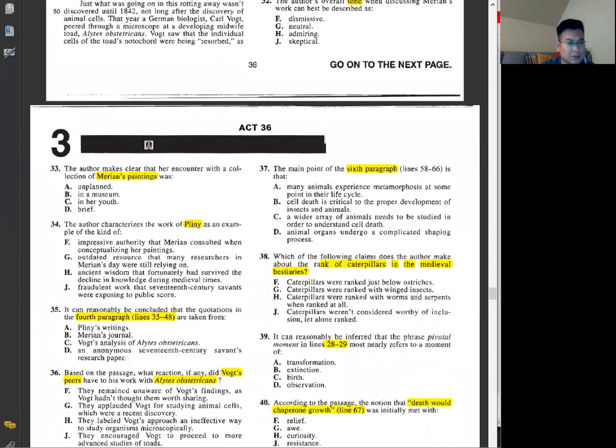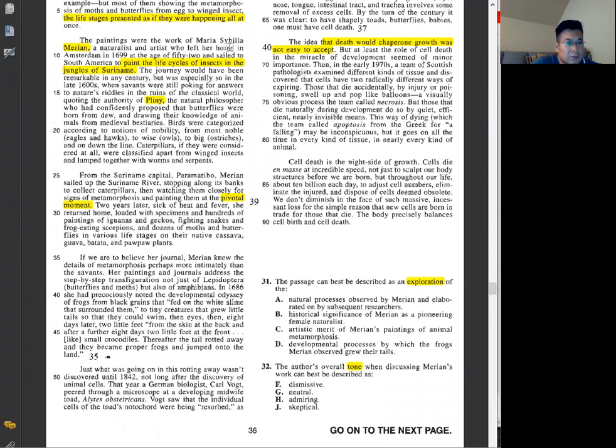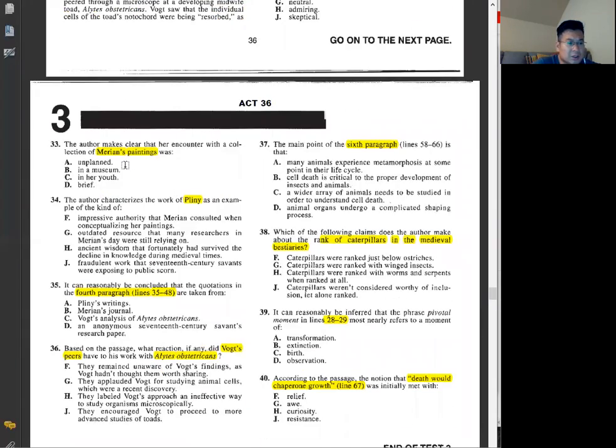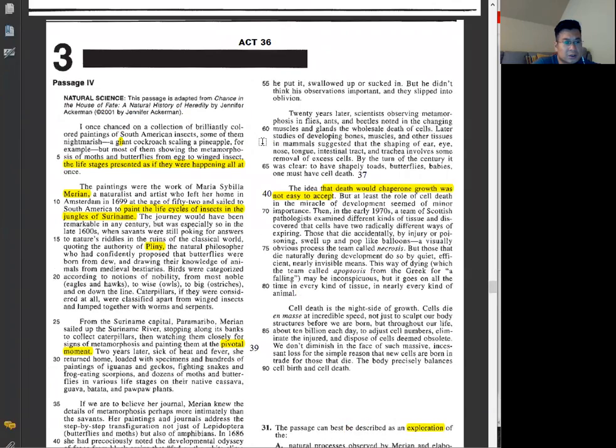So yeah, okay, now going back to the question, the Marian painting was something unplanned, museum, and her youth, and brief. Her youth doesn't make sense, it's 52, and then left her home in Amsterdam, sailed south to paint the life cycle of insects in the jungle of Suriname. The journey would have been remarkable in any century, but especially so in the late 17th, and so on, still hoping to answer nature's riddle in the classical world. Okay, so it doesn't really say much about museum, and her youth doesn't make sense. And brief also, I guess unplanned is the closest. Okay. And also if you think about the very beginning, they all talk about chance. That's another idea that we can see.